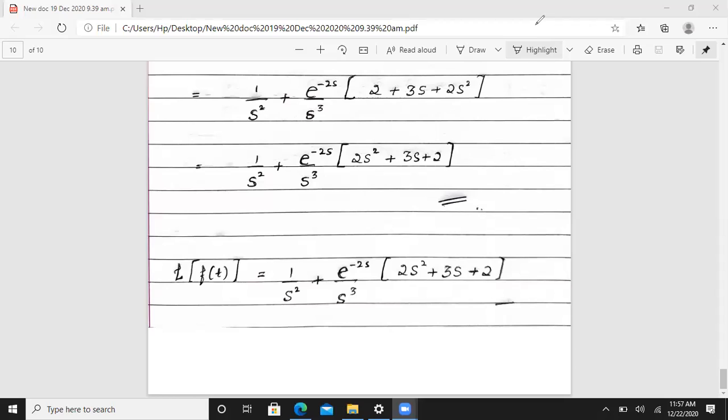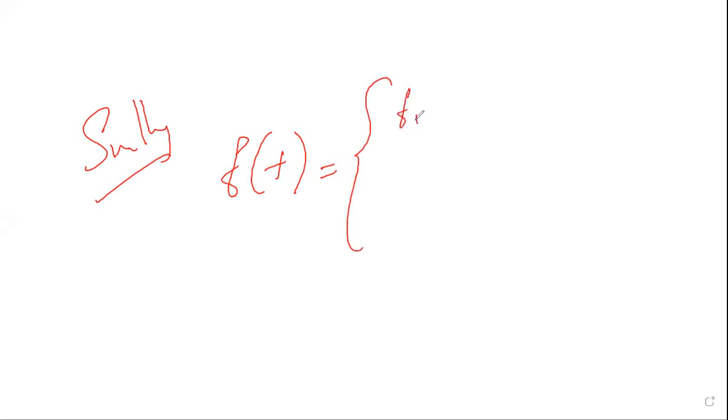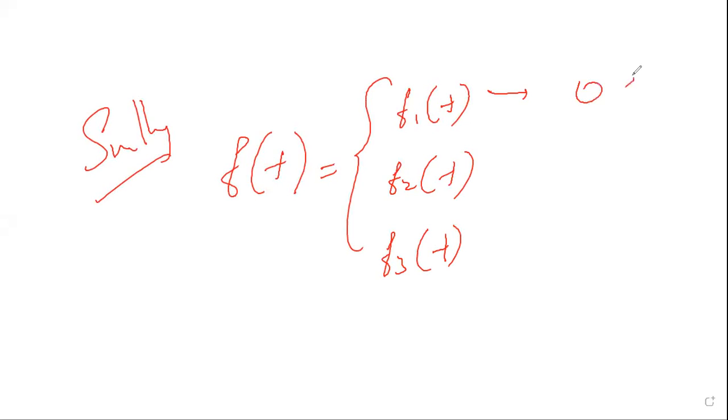Similarly, you will get the Laplace transformation of f of t for three functions. That is, f of t is equals to three functions: first f1 of t, second f2 of t, and third f3 of t. f1 where t lies between 0 to a, f2 where t lies between a to b, and f3 where t is greater than b.